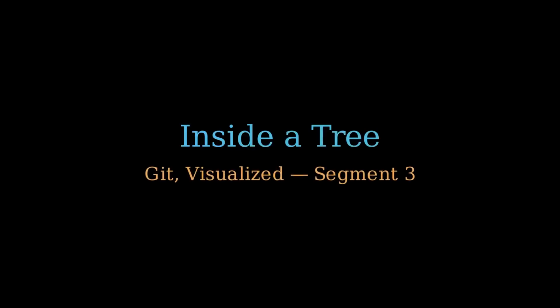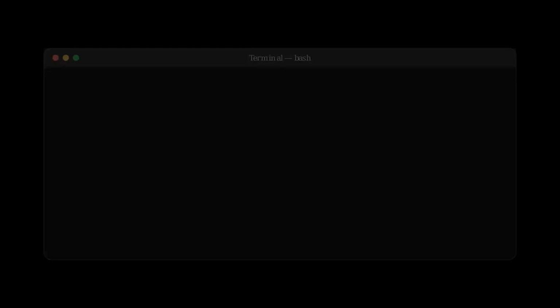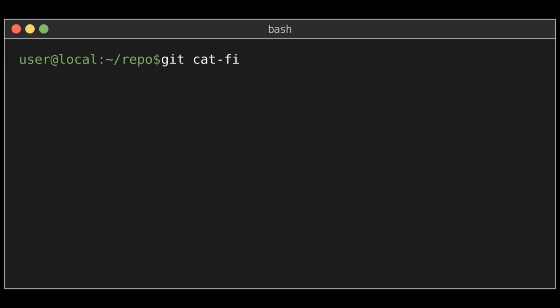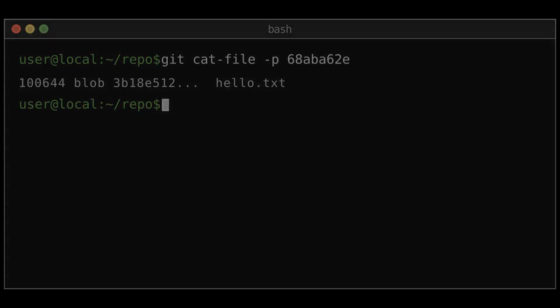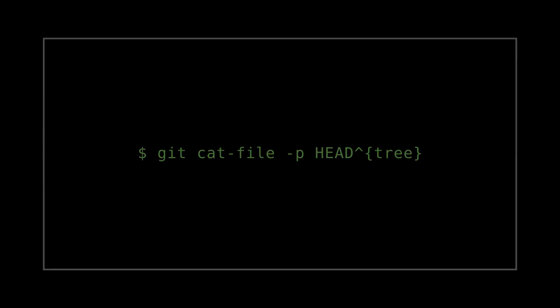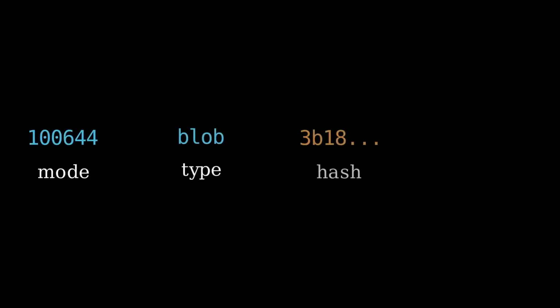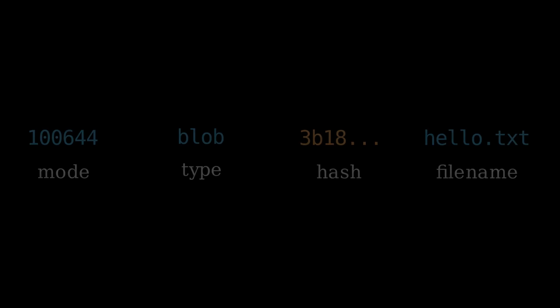Inside a tree, the second object type unpacked. Let's ask git cat-file -t on 68, and the answer, tree, a new object type. Now open the tree. cat-file -p, 1 line, mode 100644. Then the word blob, then a hash, then a file name. That's what a tree is. A list. 4 columns. The mode, the object type, the hash that points to the actual content, and the file name this content goes by. A pointer with a name attached.